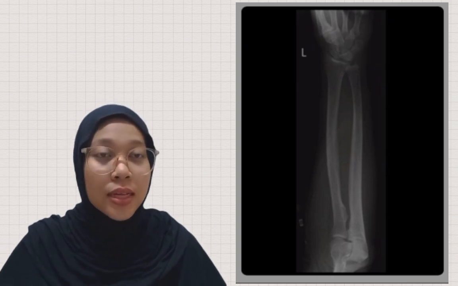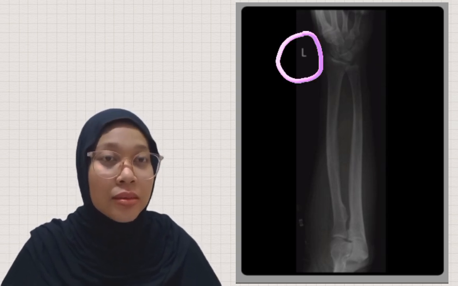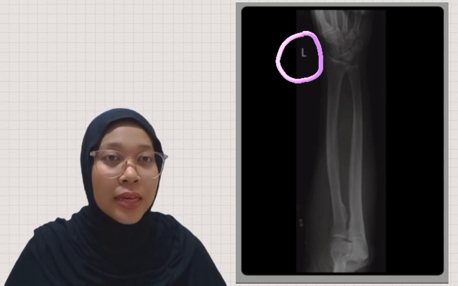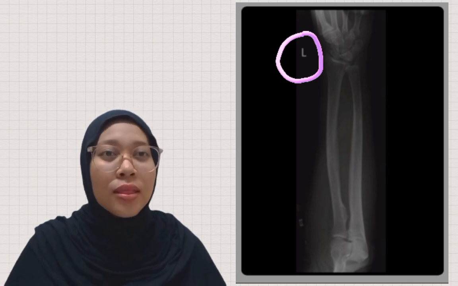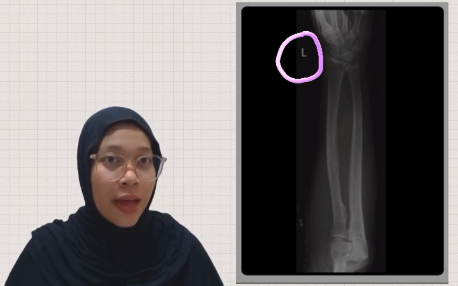For the marker, there is presence of the anatomical marker seen on the radiograph. The L marker is placed on the left side of the forearm. Thus, the marker placement or position is correct.